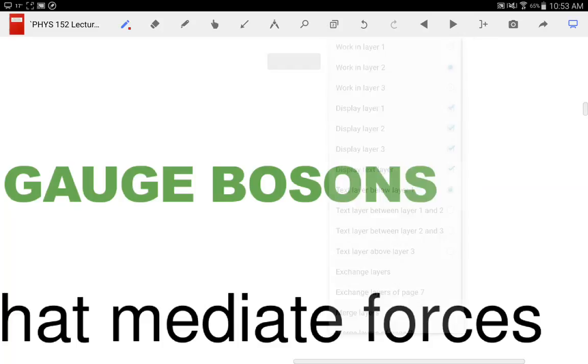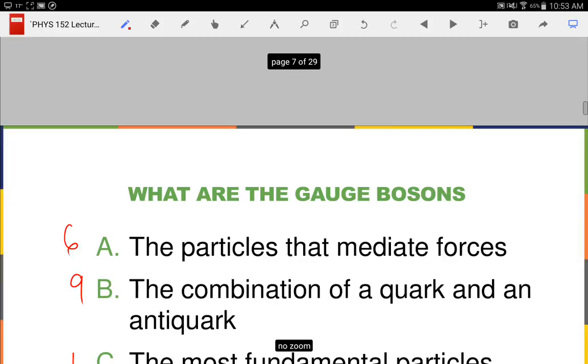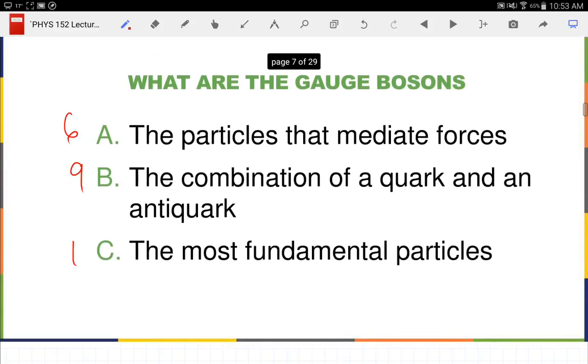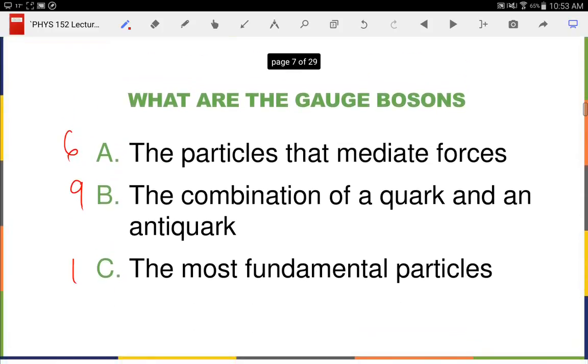All right, back to non-zoomed. So, what was the correct answer here? I'm going to re-poll this. If we don't get this all right, I'm not going to stop the lecture. And I won't cry in public.